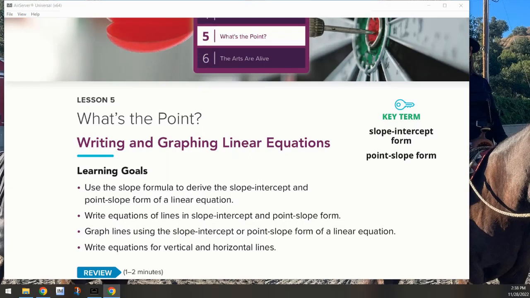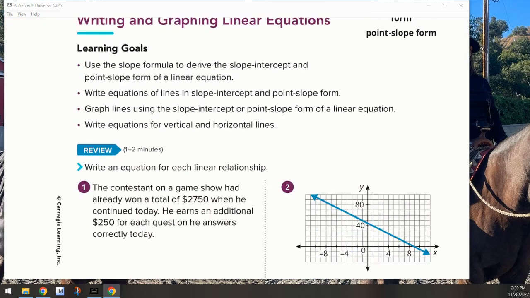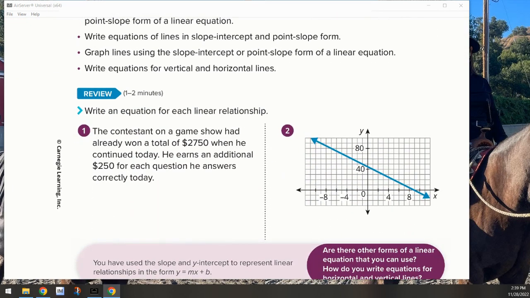Module 2, Topic 2, we are in Lesson 5. What's the point? Writing and graphing linear equations. We've actually already started the writing part of the linear equations. Now we're going to be doing a little bit more graphing on this. So write an equation for the linear relationship.